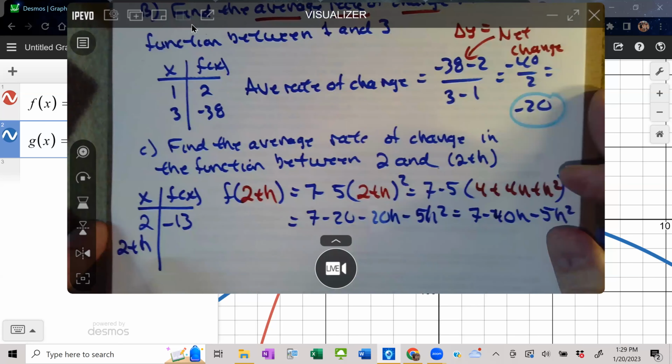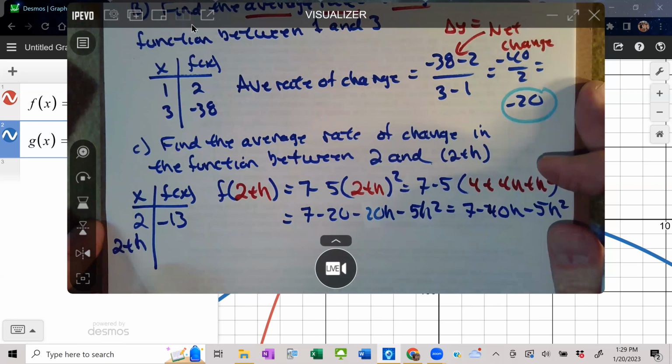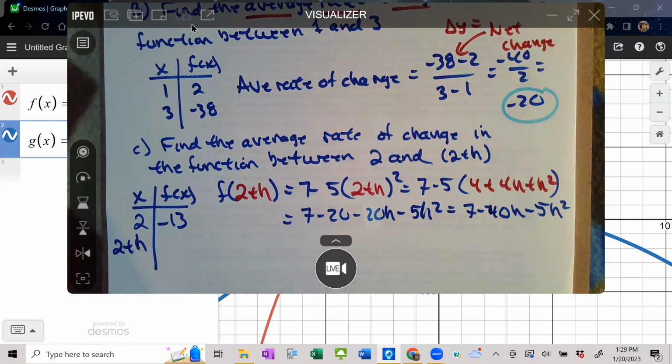And let's get that back on track here. So let's see. No, that's not right. 7 minus, no, that wasn't right at all.